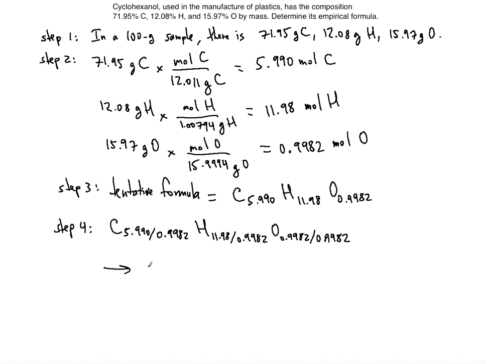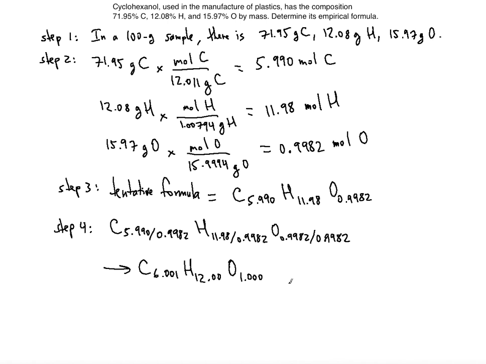So what does that give us using a calculator? Gives me 6.0001, rounding to 4 significant figures. Next one, 12.00, and 1.000, right? 4 significant figures.